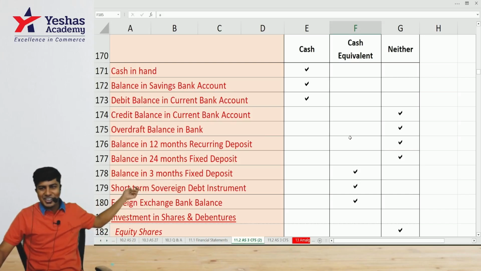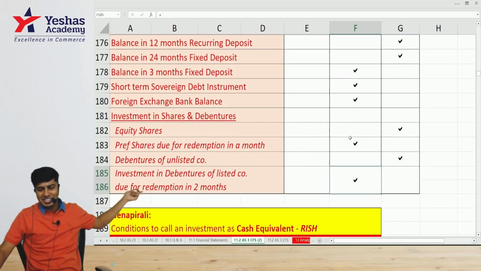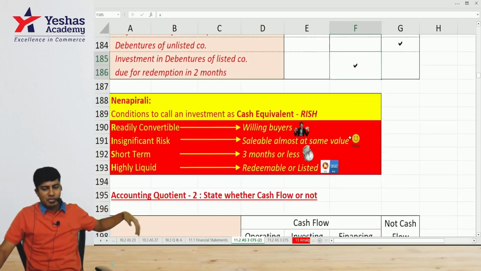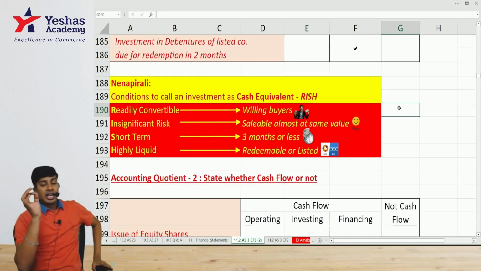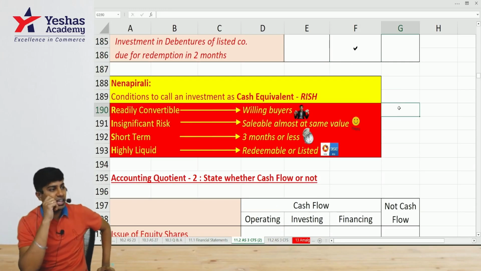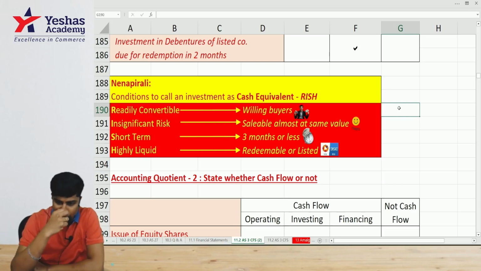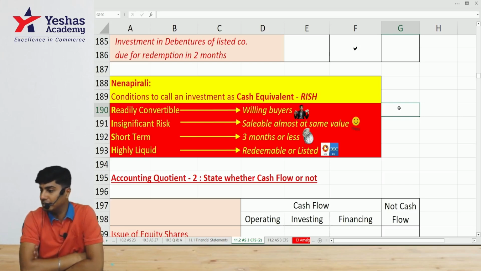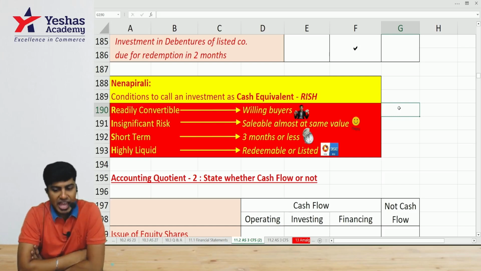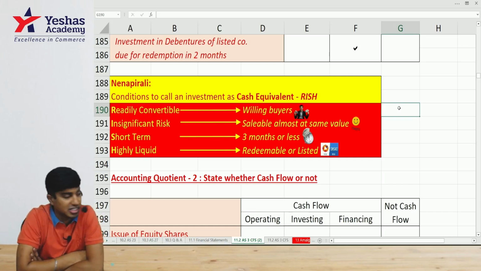Okay. Any doubt here? Then read this. What does it say? Conditions to call an investment as cash equivalent is RISH. R, readily convertible, meaning there is a willing buyer. Insignificant risk, meaning saleable almost at same value. S, short term, meaning 3 months or less. H, highly liquid, meaning it is either redeemable or it is listed.